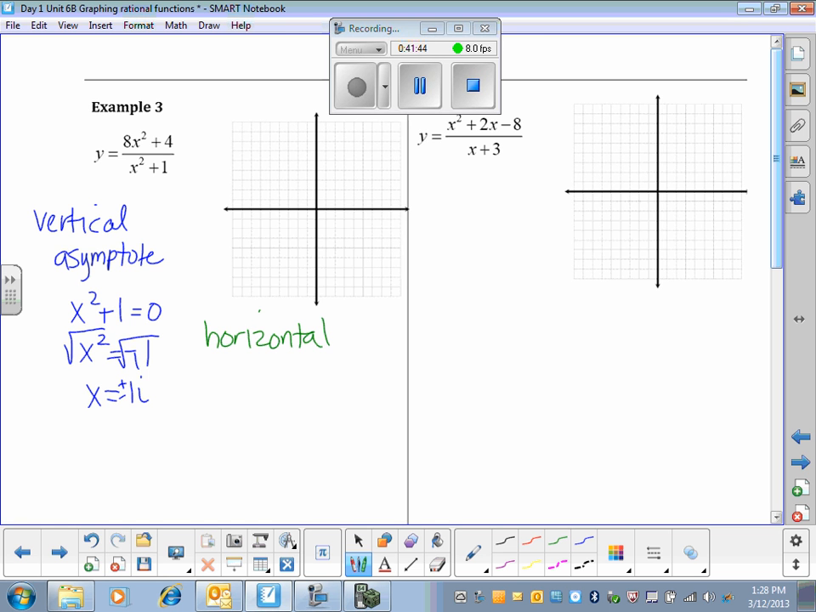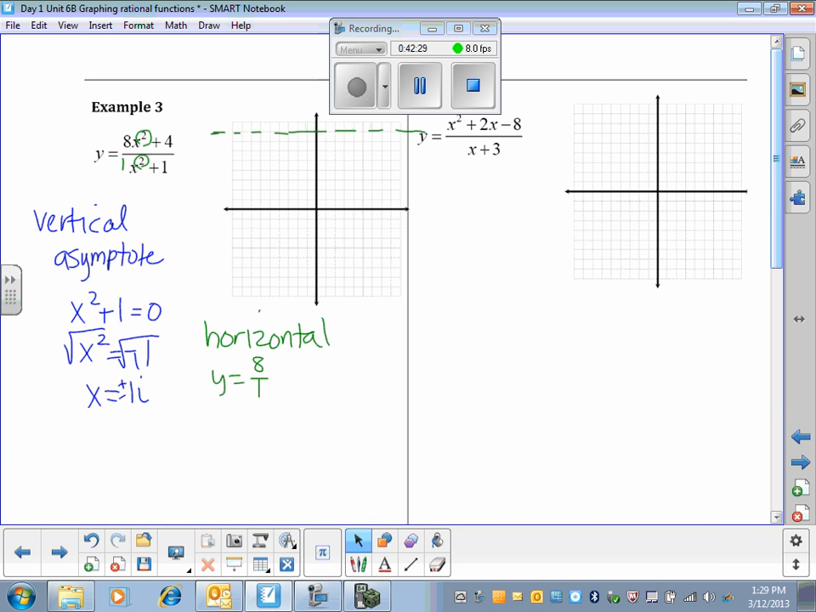In this case, the degrees are equal again, right? So it's just going to be y equals 8 over 1, because our degree is 2 and 2. So my asymptote is at 8, right here. Why 8? Because my degrees are equal, so I just take the coefficients, 8 over 1. That's the horizontal asymptote.